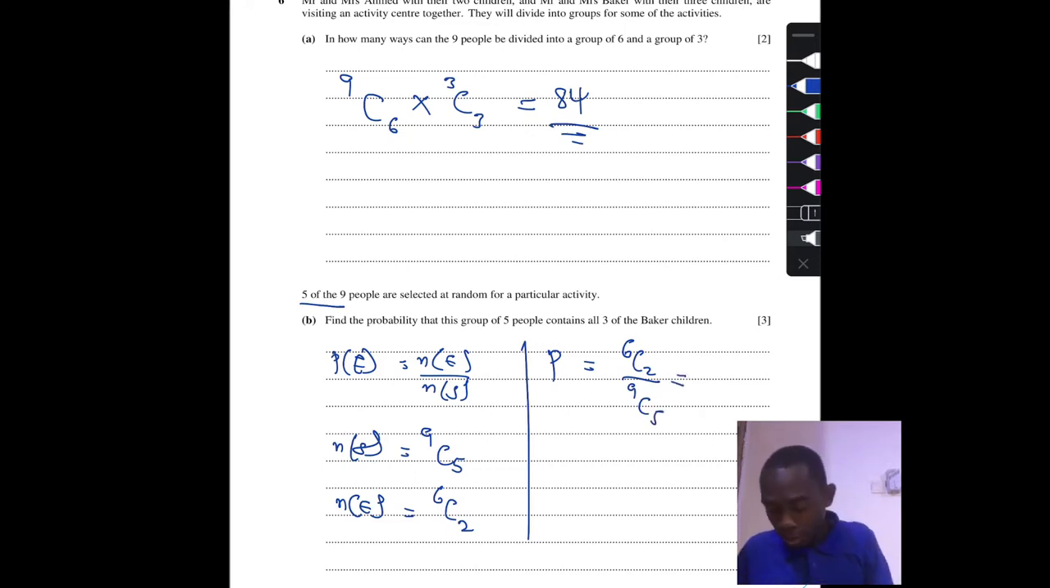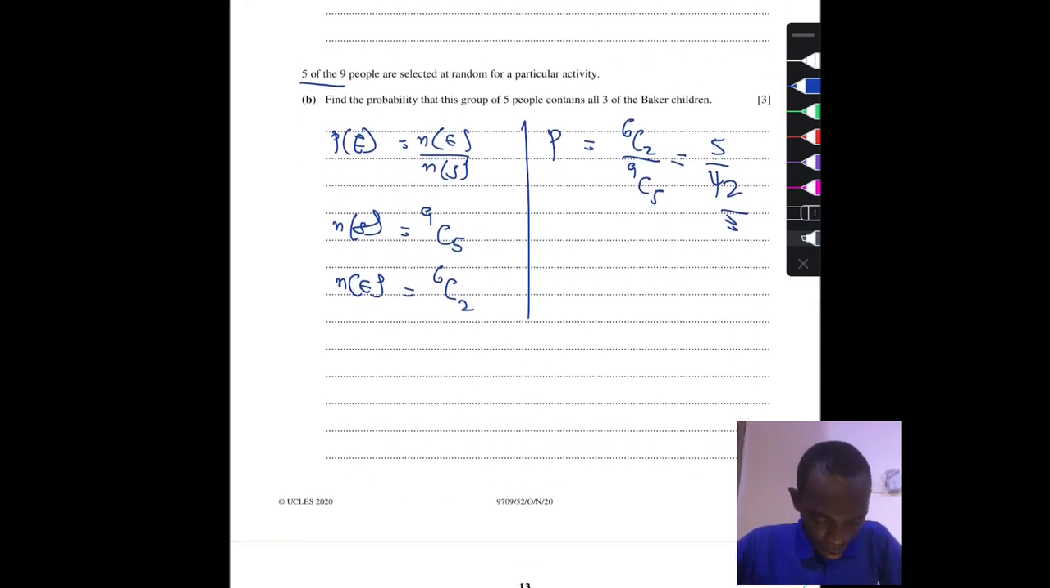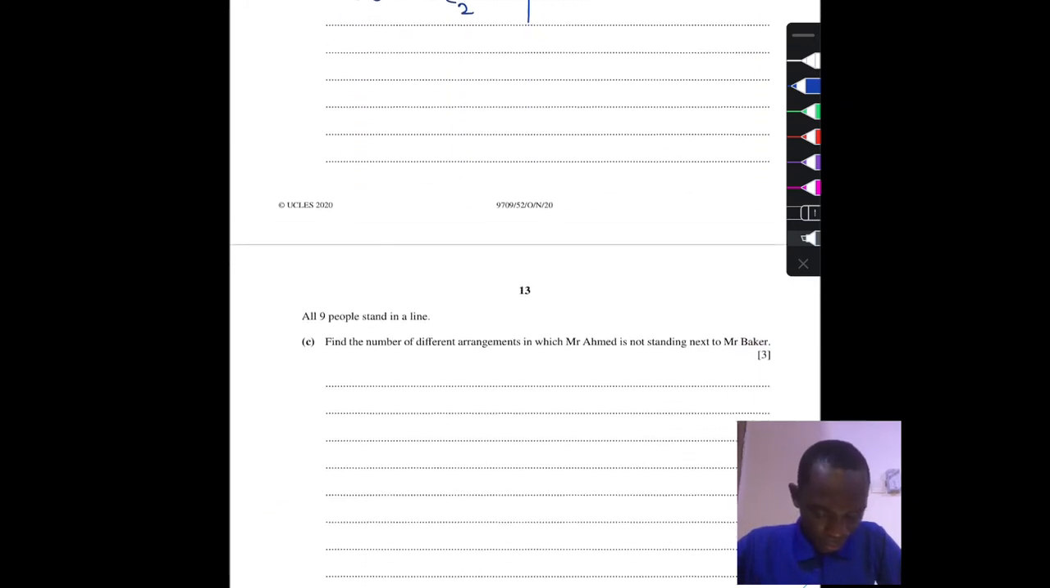So let's put that on the calculator and see. 6 combination 2 over 9 combination 5, and that gives us 5 over 42. Okay, you are done for 3 marks. That's good. Then let's look at the C part.